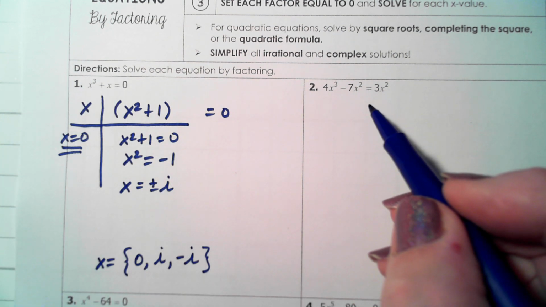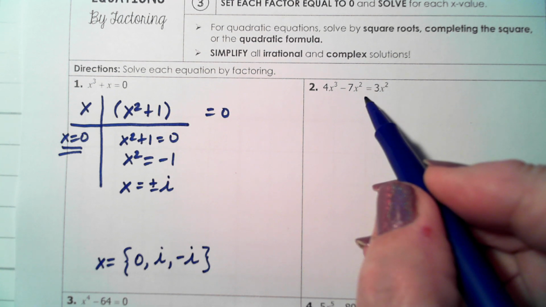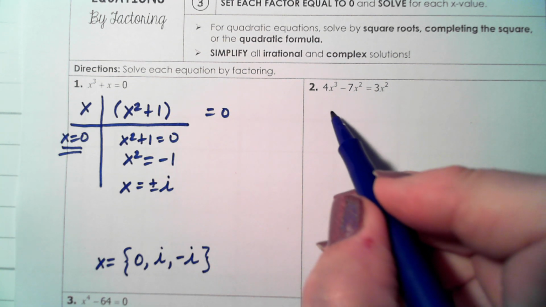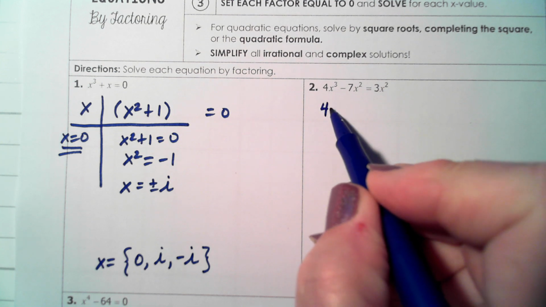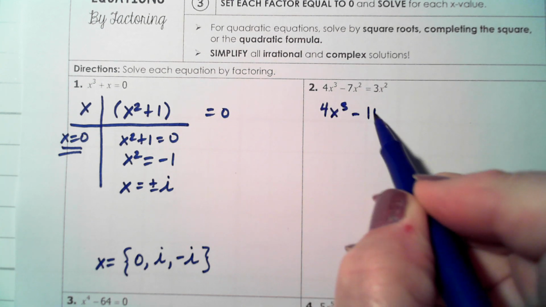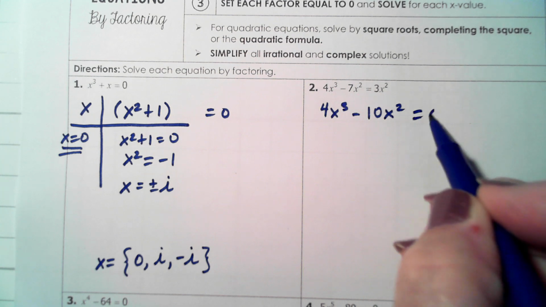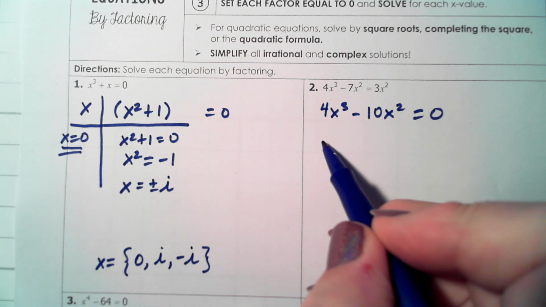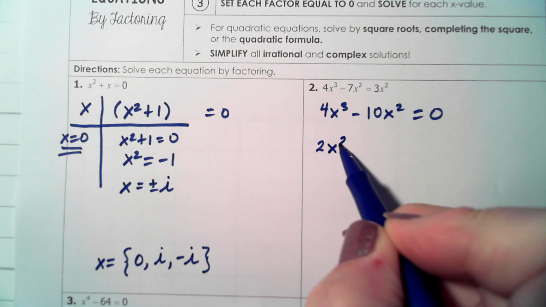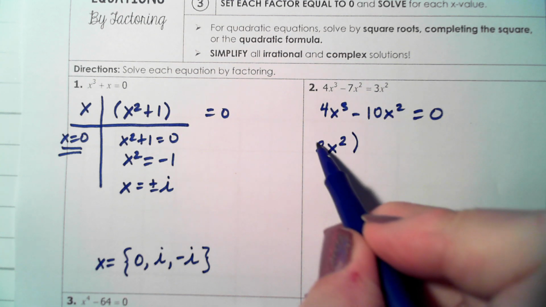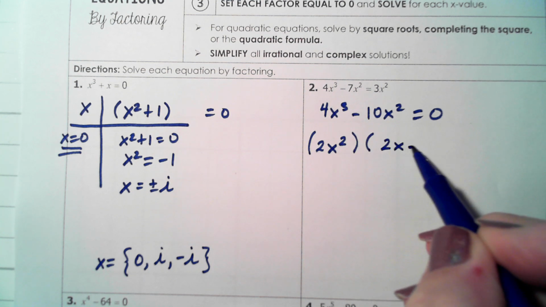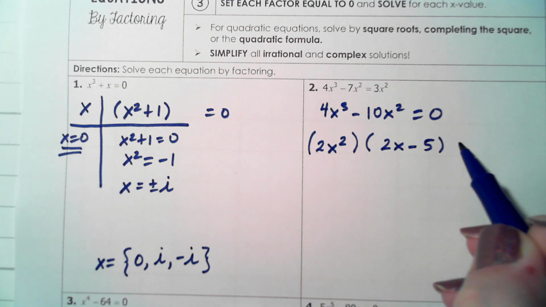Now this next problem is not equaling 0, so we're going to subtract 3x squared from both sides. And when you subtract 3x squared from both sides, you get 4x cubed minus 10x squared equals 0. x squared can factor out, so can a 2. So we're going to take a 2x squared times, and when we factor it out, we get (2x minus 5). And that equals 0.